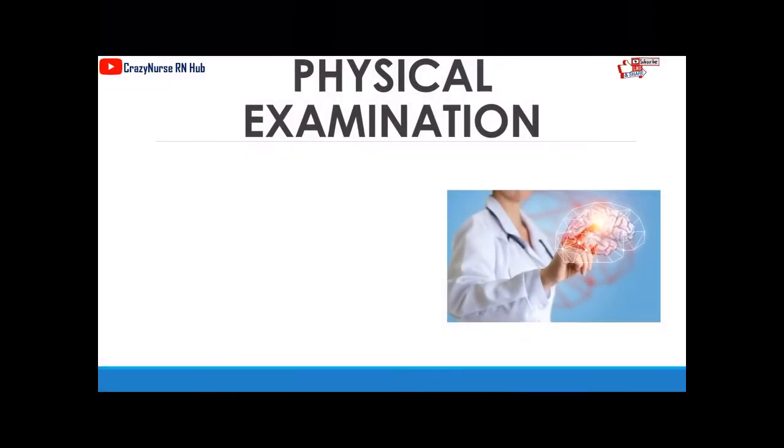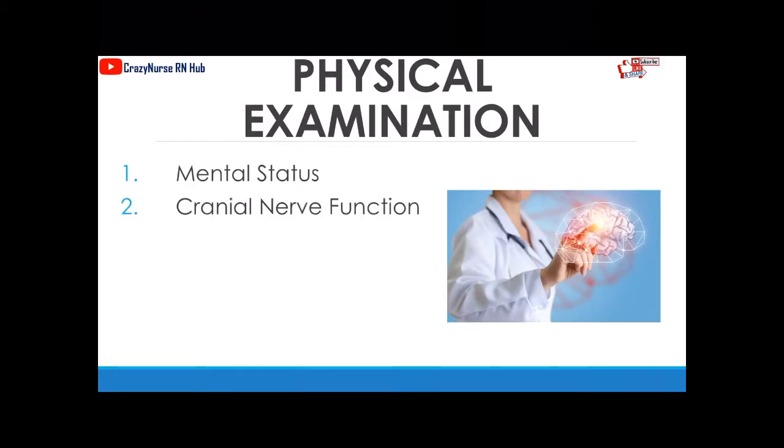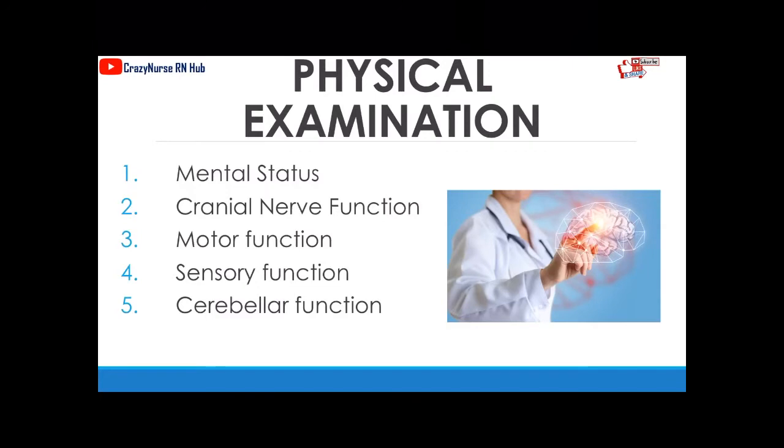For the physical examination, the standard neurologic examination helps determine the presence, location, and nature of disease of the nervous system. The examination assesses 6 categories of the nervous system. First, we have your mental status. Second, cranial nerve function. Third, motor function. Fourth, we have your sensory function. Fifth, cerebellar function. And lastly, we have reflexes.